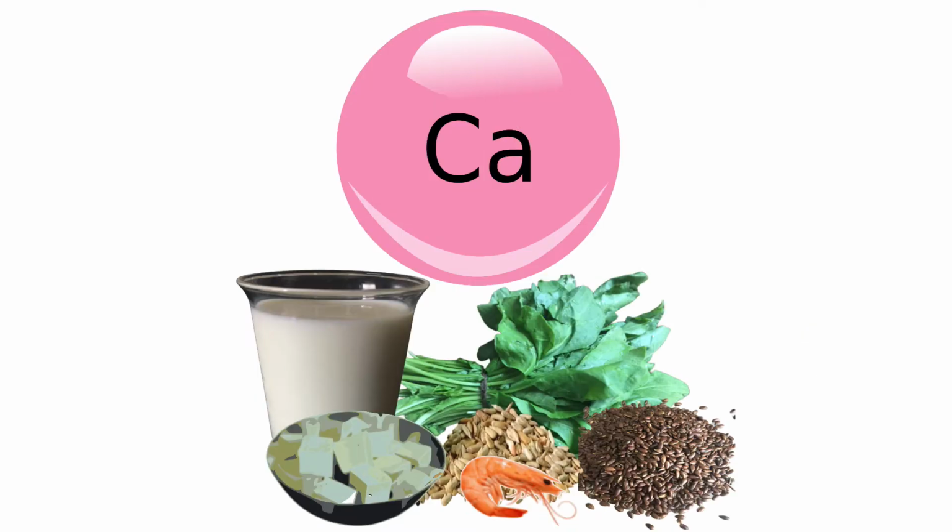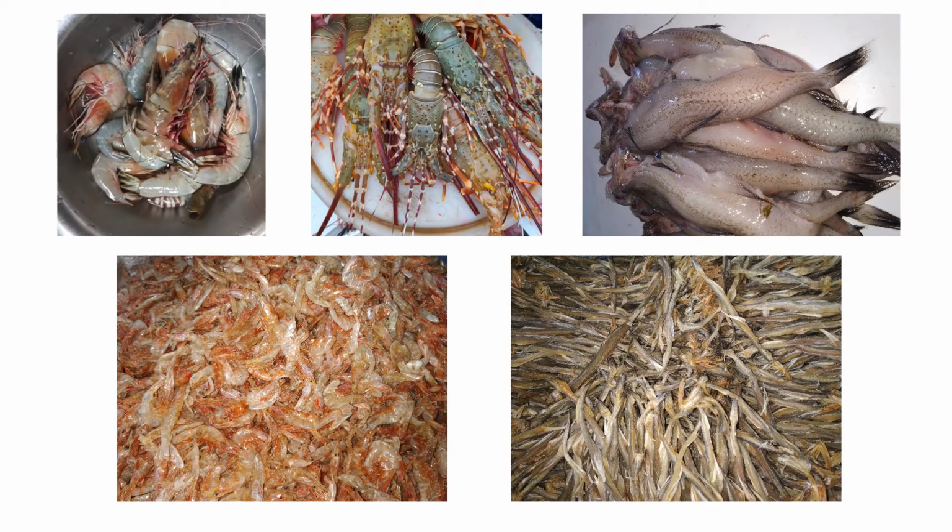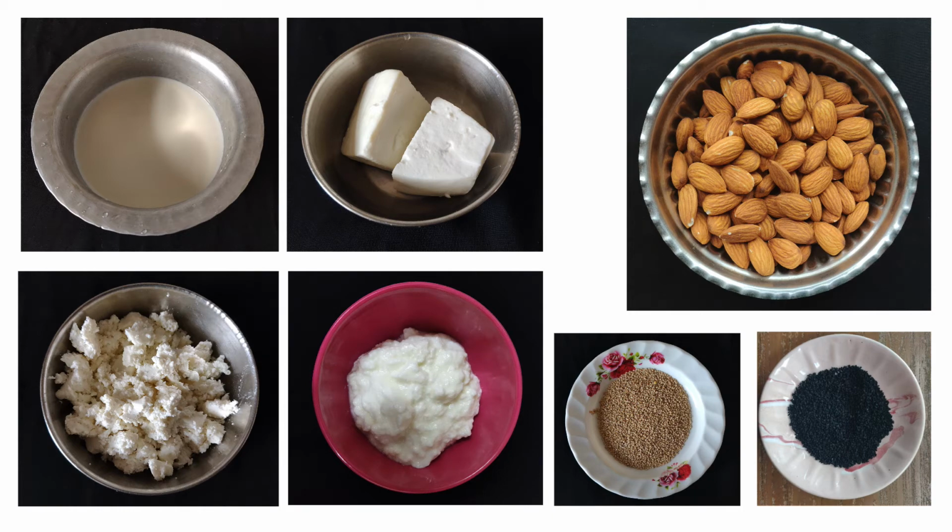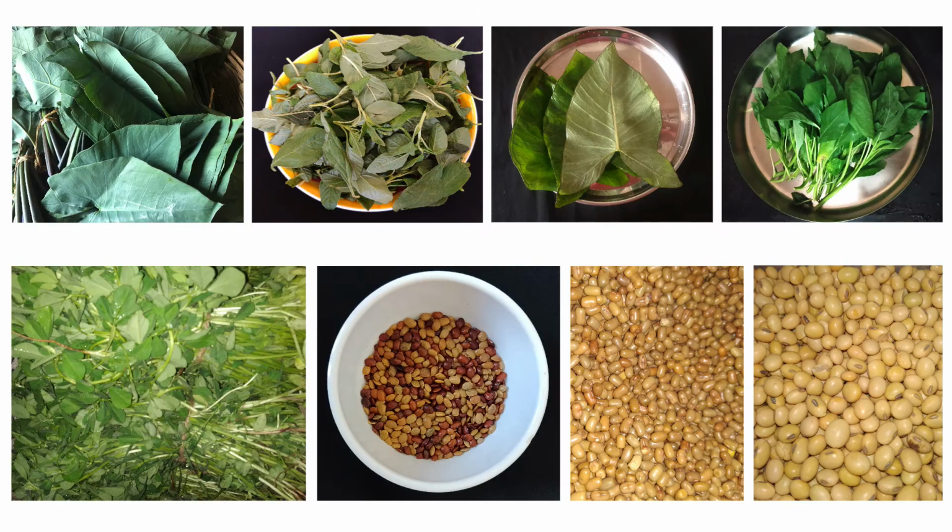It is necessary to take a good amount of calcium through diet. Calcium is found in some non-vegetarian food. For example, prawns, lobsters, Bombay duck, dried shrimp and dried bony fishes. Other sources of calcium are milk, milk products, nuts and seeds. Calcium is also present in green leafy vegetables and some legumes.